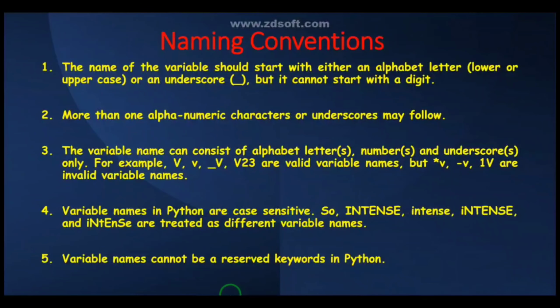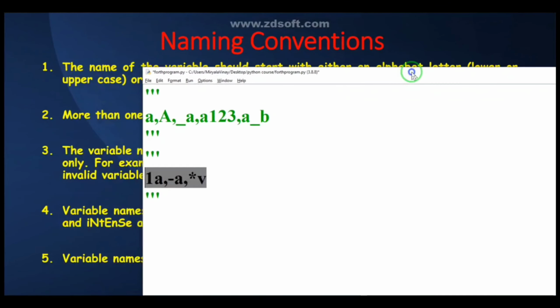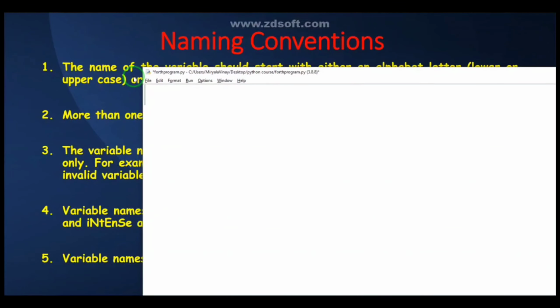Variable names in Python are case sensitive, so I want to discuss this also. Let me show you with an example. I'm giving a equal to 23 and capital A as 24. So you can see that capital A and small a are different.